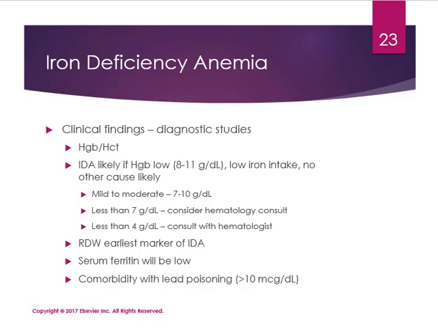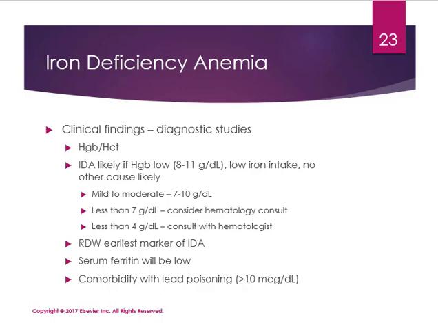So we're assessing, of course, for the hemoglobin and hematocrit, and your first thought may be iron deficiency if you see a low hemoglobin in the 8 to 11 range. If you see a patient that has low iron intake and no other causes, it might be considered a mild to moderate case for a hemoglobin of 7 to 10. Less than 7 is to consider a hematology consult, the recommendations say, and less than 4 is to consult with a hematologist. The RDW, which is the red cell distribution width, is the earliest marker of iron deficiency.